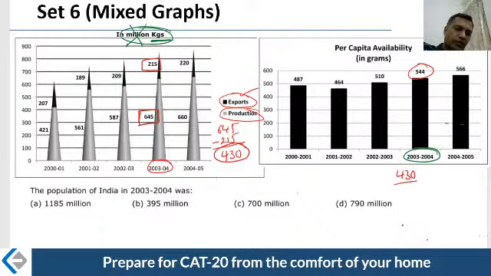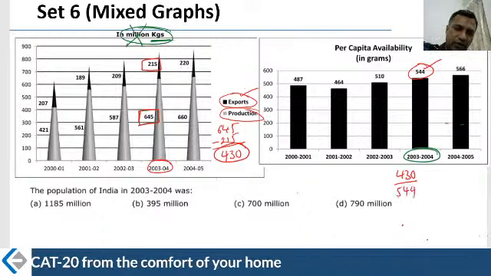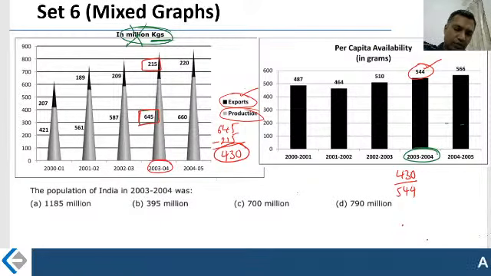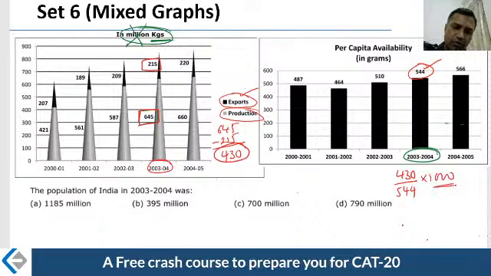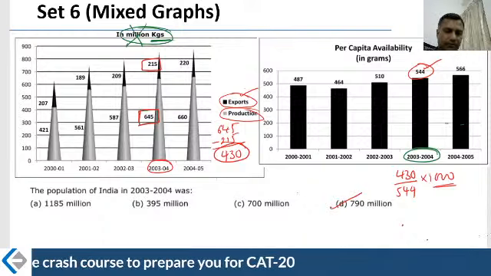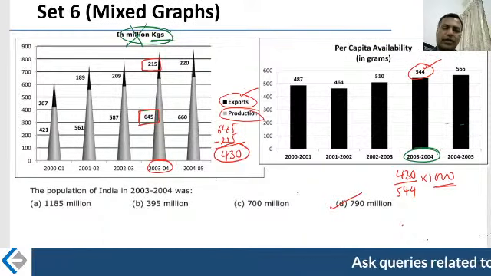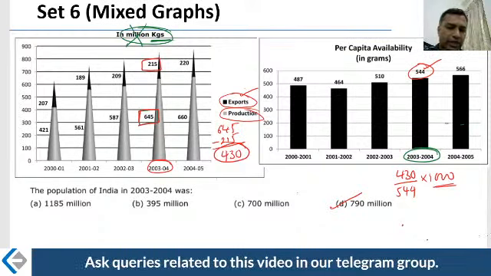Now 430 is the consumption, divided by 544, into 1000. I think the answer is nothing but 790 millions. Similarly, just like the way I taught earlier, you can do the similar calculation. You will get the value as about 790 millions.